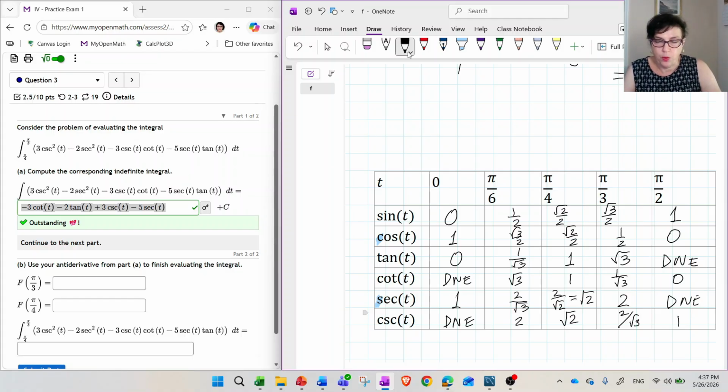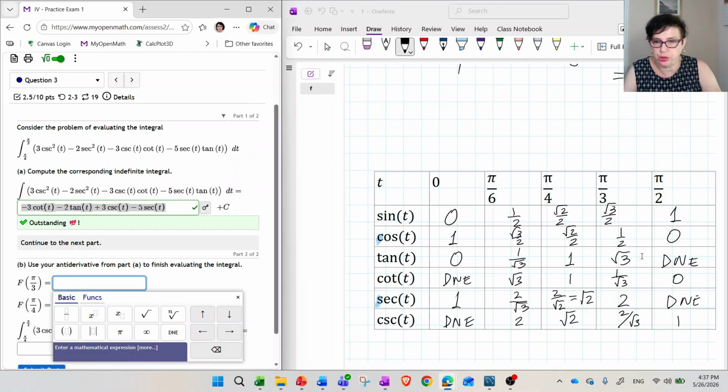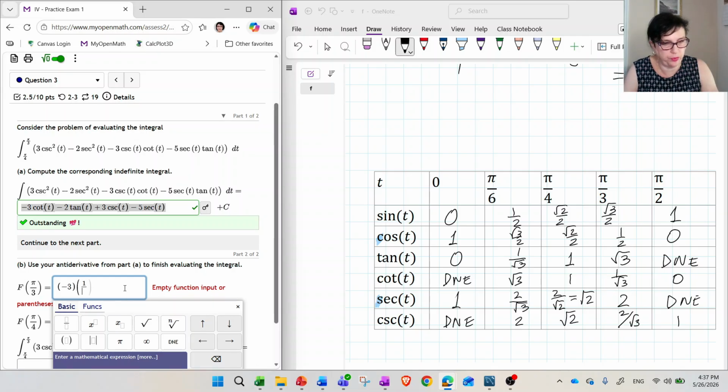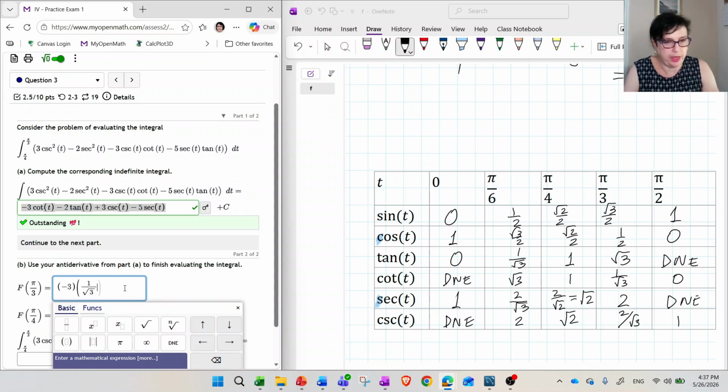Okay? Now, all we have to do is just read the answers from here. Okay? So let's start. So we're going to have negative 3. Now we want cotangent of pi over 3. Cotangent of pi over 3 is 1 over square root of 3. Okay, then we have minus 2 tangent of pi over 3. Well, that's square root of 3. Okay. Plus 3 cosecant of pi over 3. Well, that's 2 over square root of 3. And then minus 5 secant of pi over 3. And secant of pi over 3 is 2.